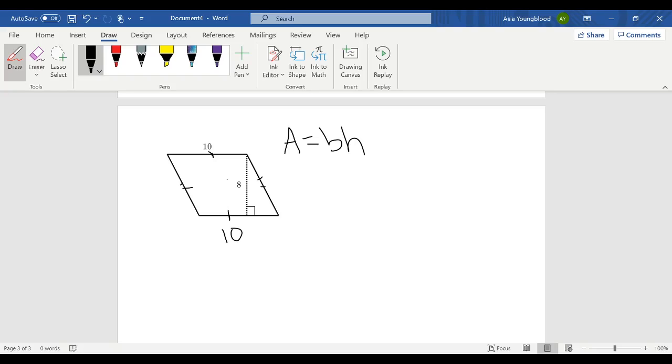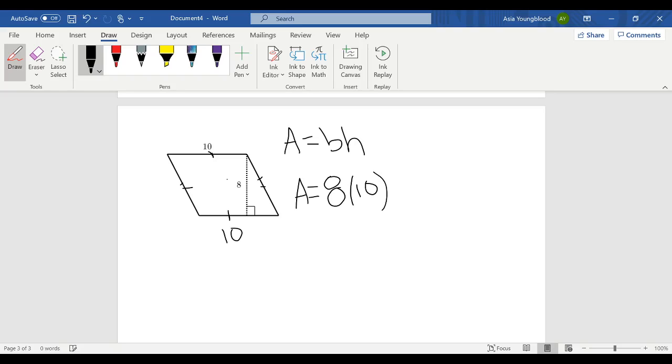So the height is the distance from, I guess you could still think of it as the distance from a vertex to a side as we do in a triangle. So the distance from this vertex to this side is 8. So this height is 8 and the base we are using is 10. So again, just use the two sides that make the right angle. So this area is going to be 8 times 10.